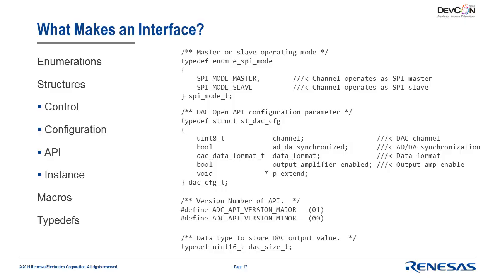So what makes up an interface? Enumerations. And the stuff on the right here, you don't have to look at closely. It's just examples. We'll go into each one of these in a lot more detail in the future slides. So we have enumerations, structures. When it comes to structures, we have several special ones: a control structure, a configuration structure, an API structure, an instance structure. We have macros and typedefs.